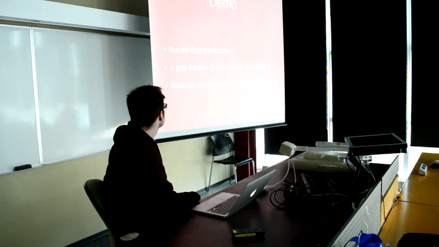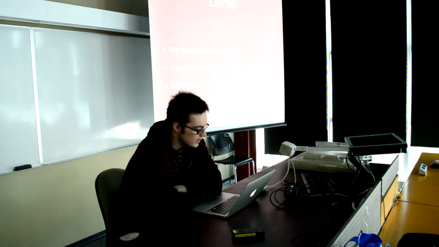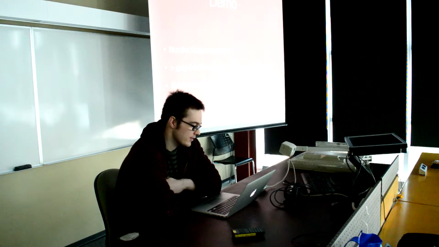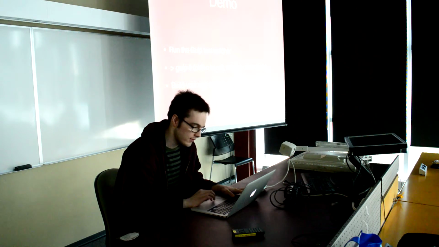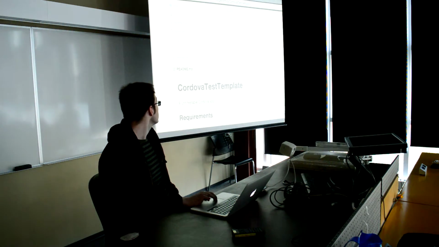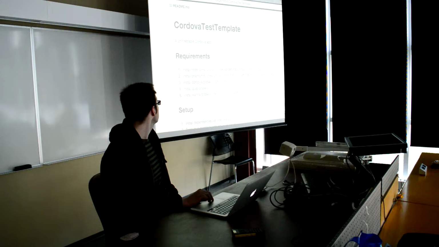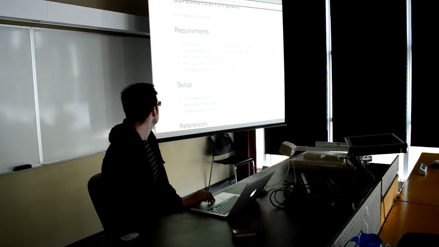So, demo. What we're going to do is basically clone the repo and run gulp. Pretty straightforward. So let's get to it. This is what it looks like here, the GitHub repo. Just run through this, install a few things. You need Node, you need Phantom.js, and then install a few things globally.